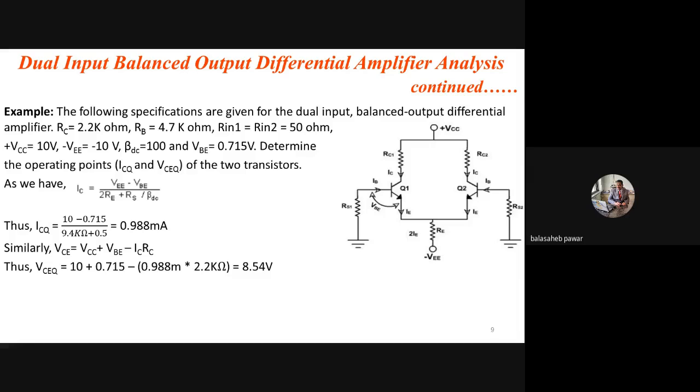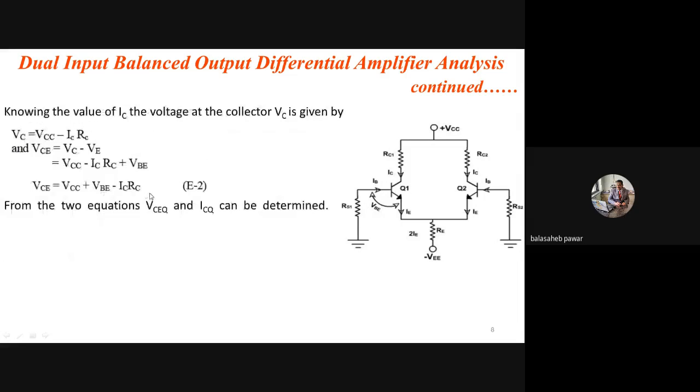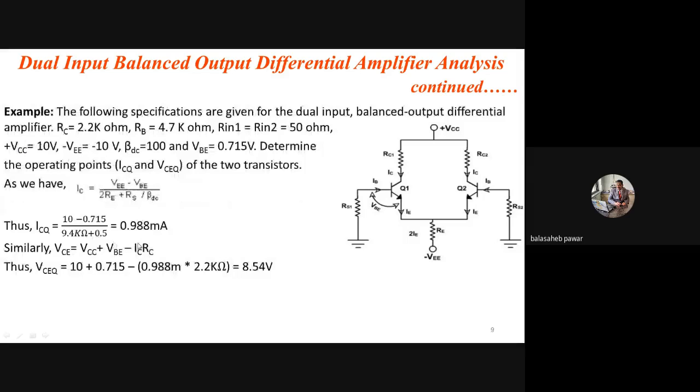I just wrote the previously derived equations for IC and put the given values in, and simply you can calculate the quiescent collector current as 0.988 milliampere. Similarly, by using the same previously derived equation for VCE, you can easily find the value of VCEQ, as long as you consider this IC as ICQ, that is 0.988 milliamp. So the VCEQ will be 8.54.